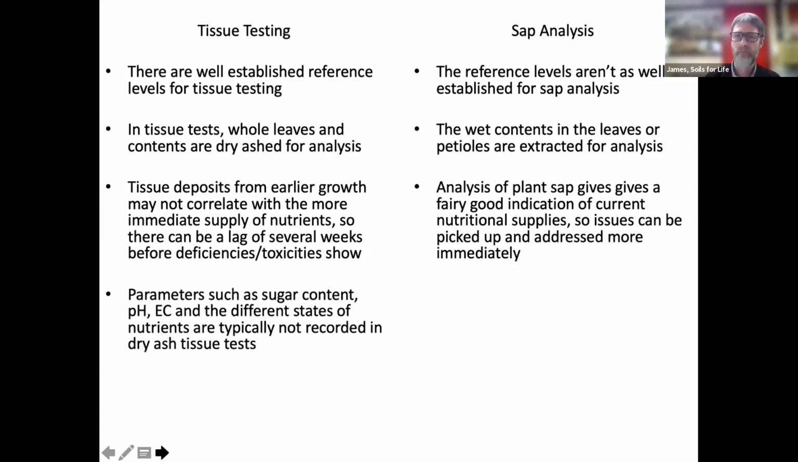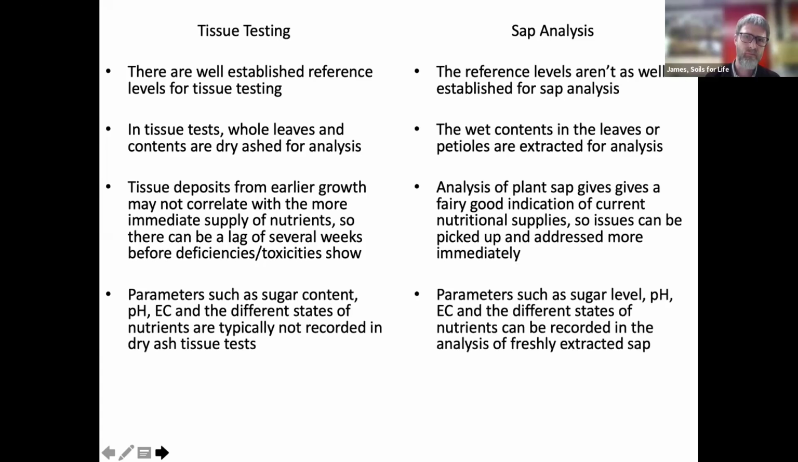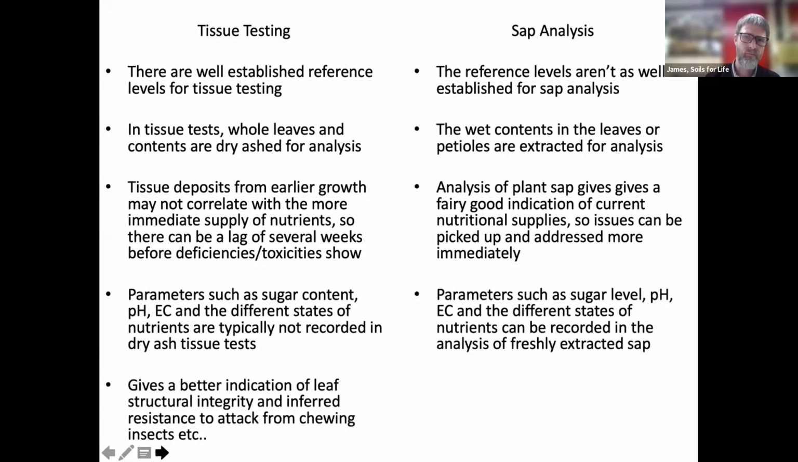The other thing about tissue testing, because it's dry ashed, is that some of these parameters like sugar content, pH, etc., get changed in the ashing process. So they're not typically recorded or reported on a tissue test. Whereas with sap, because you're dealing with fresh material, you can get all of those things and can report on them, and they generally are reported on.